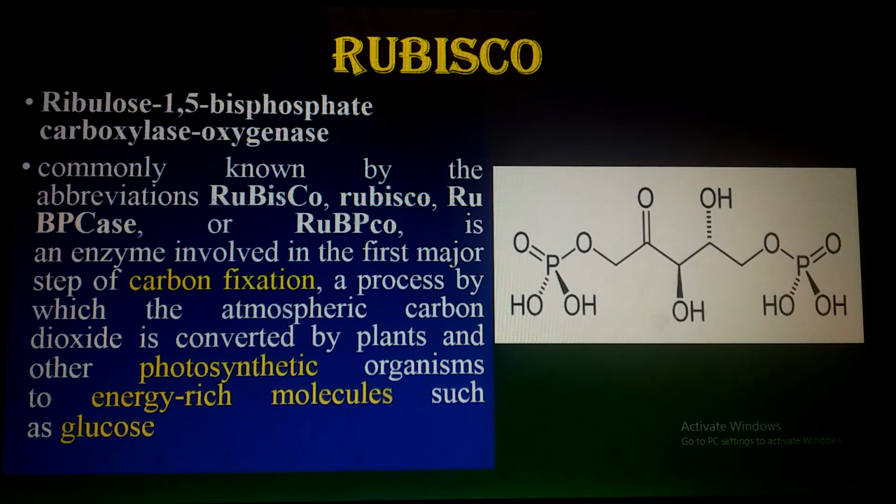Okay, so that's why this is the carboxylase oxygenase enzyme, commonly known by the abbreviations Rubisco, RuBPcase, RuBPco. It is an enzyme involved in the first major step of carbon fixation. Carbon fixation is the first step of the Calvin cycle, and this is a very important enzyme which helps in the fixation of carbon dioxide to ribulose bisphosphate, which occurs in the stroma. It is a process by which atmospheric carbon dioxide is converted by plants and other photosynthetic organisms to energy-rich molecules such as glucose. Is it clear?